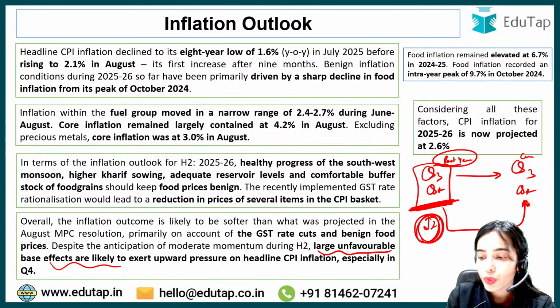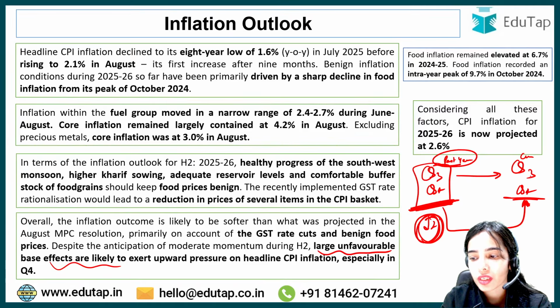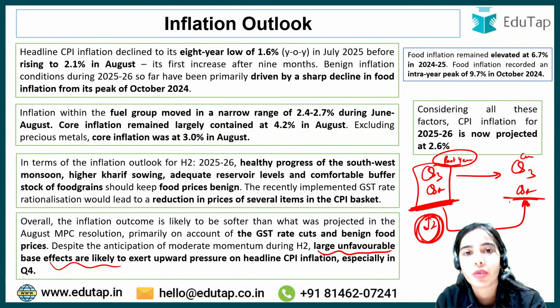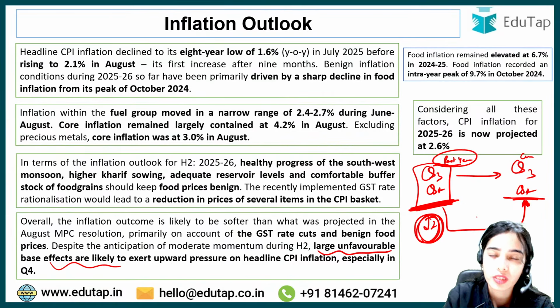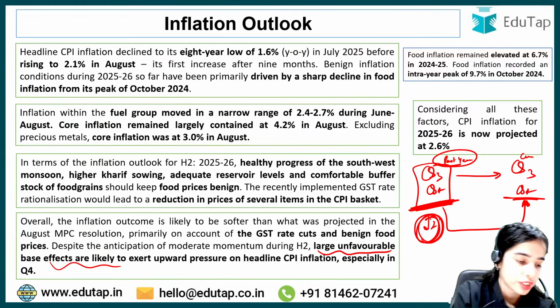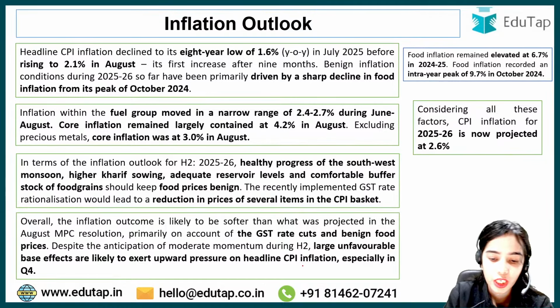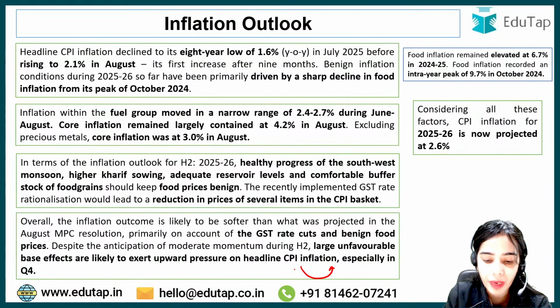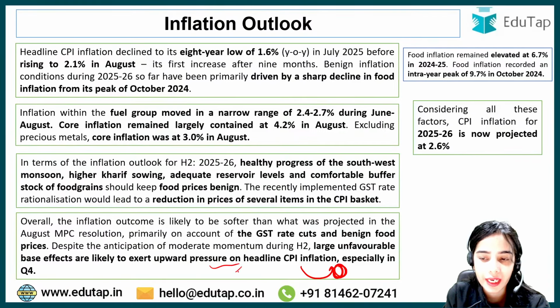Due to which, in the current quarters, quarter 3 and quarter 4, inflation might seem to be on the higher end, but that is only because of the unfavorable base effect, because in the previous year's quarters there was very low inflation. So this is the idea. When we do the percent to percent comparison, the prices might seem higher, but still the prices will not rise much.